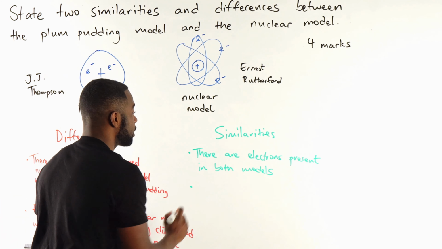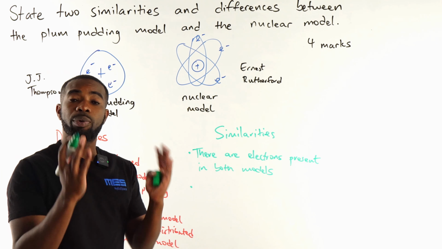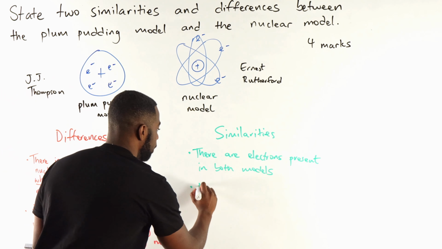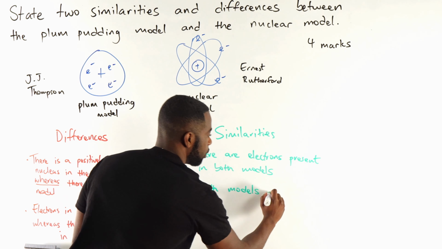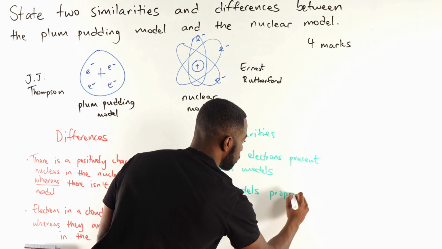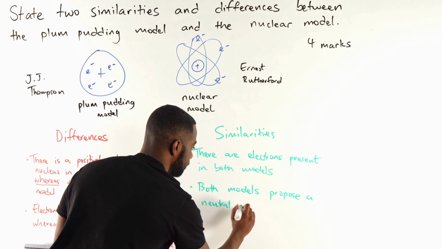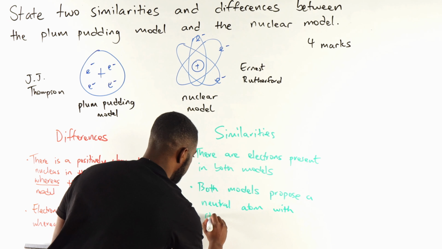The other thing you can see here is we are assuming that the charges will cancel out. So all the positive charge and the negative electrons will cancel each other out. So both models propose a neutral atom with charges cancelling out.